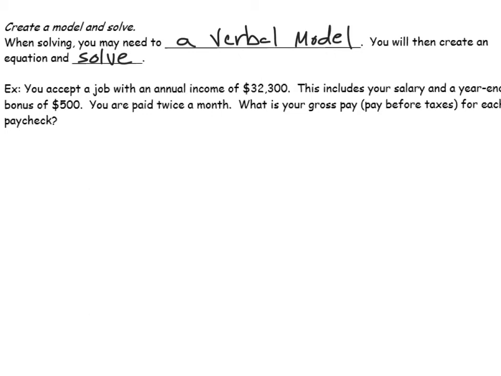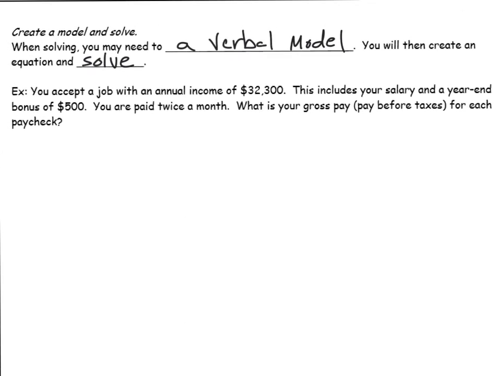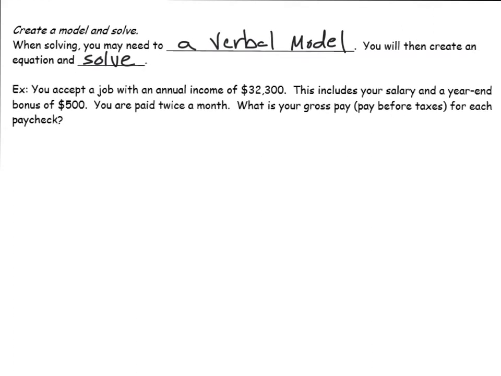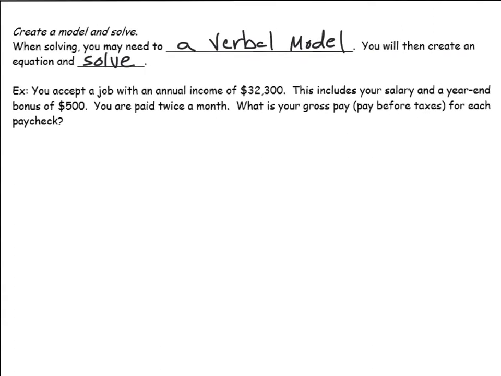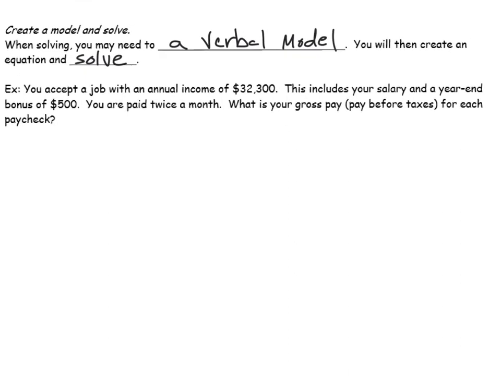You accept a job with an annual income of $32,300. Well, I gotta make this smaller so we can see everything. And a year-end bonus of $500. You are paid twice a month. What is your gross pay before taxes? So essentially, just don't worry about taxes for each paycheck. Okay, here is a verbal model. I'm just kind of thinking through each component of this.